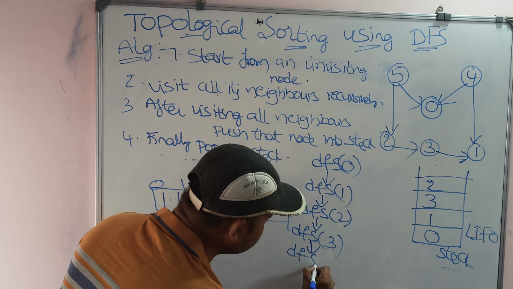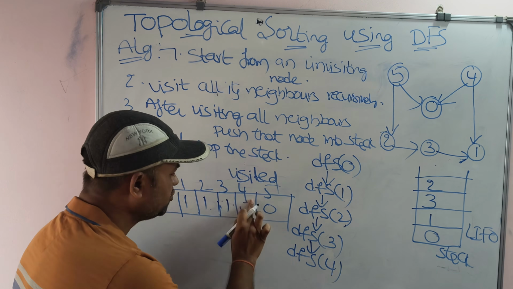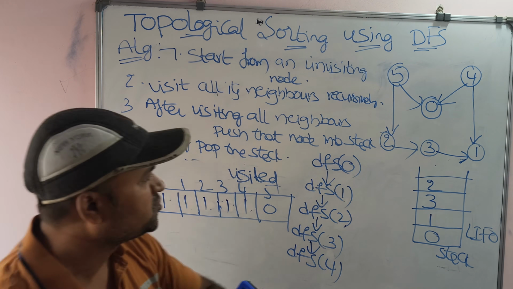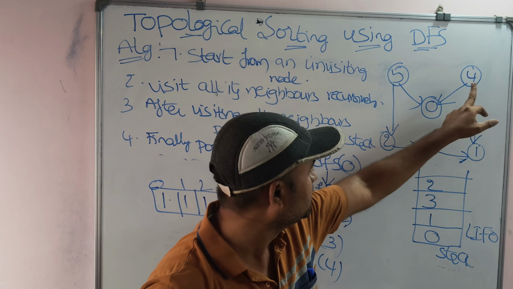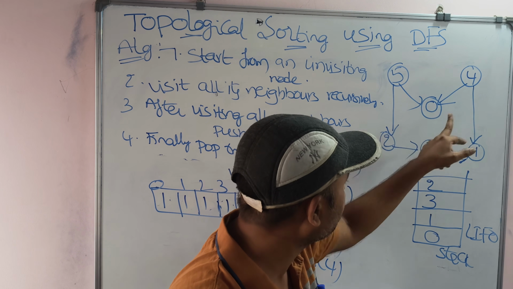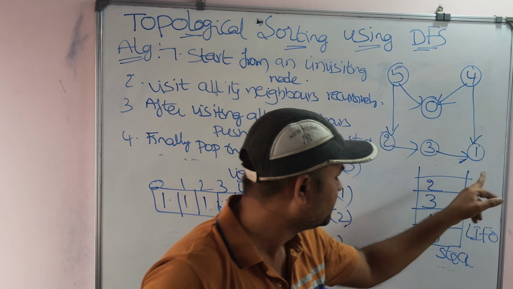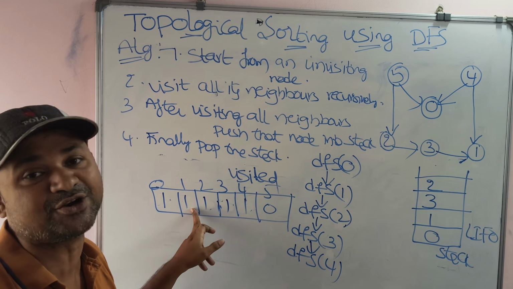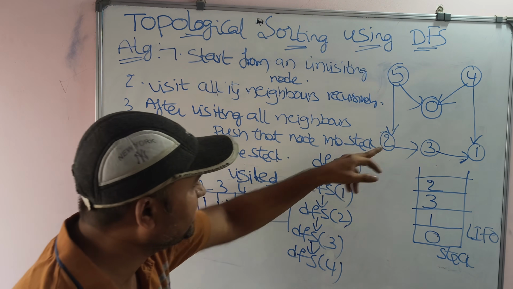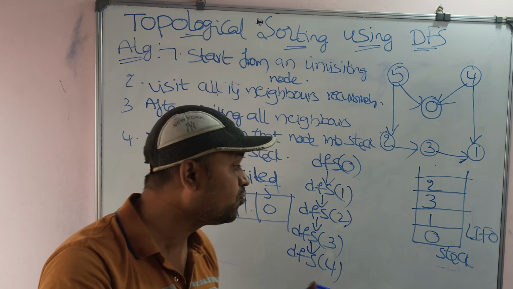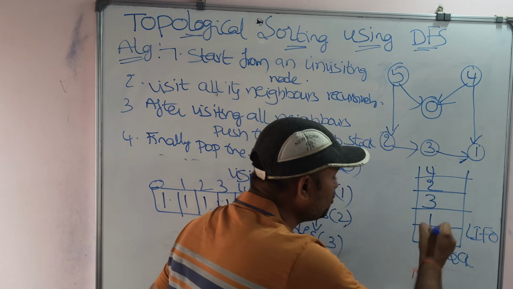So the next node is 4. DFS of 4. So change the status to visited. So let's check the neighbors of 4. Yes, there are 2 neighbors of 4: 0 and 1. But 0 and 1 are visited nodes. So we can say that all the neighbors of 4 are visited successfully. So now we have to push this node onto the stack.